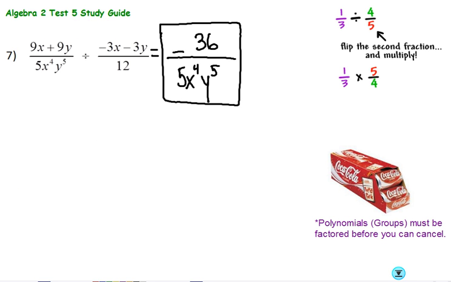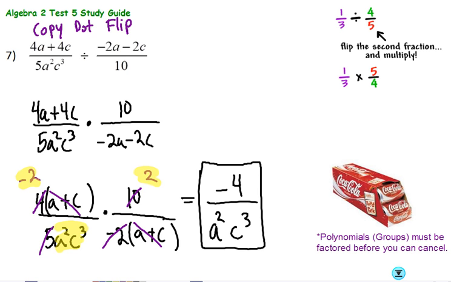Alright, so let's check out number 7. Number 7 in the middle should have got -36 over 5x to the 4th, y to the 5th. And actually, I should have mentioned something on this other one. I kind of overlooked it. When a fraction's negative, it's not really that the top's negative or the bottom's negative. It's really that the whole fraction is negative.